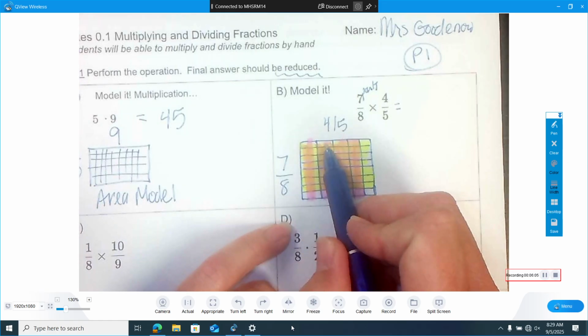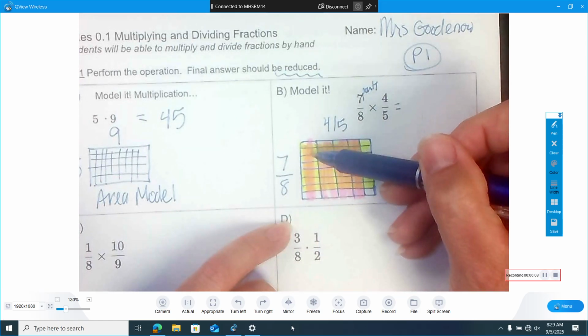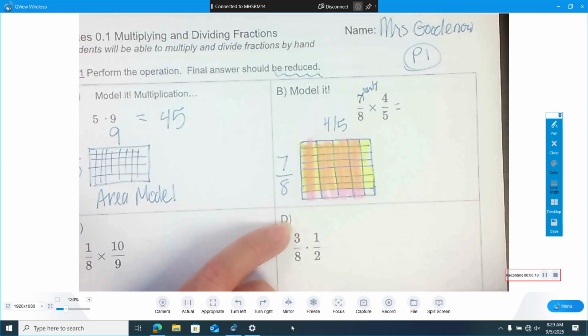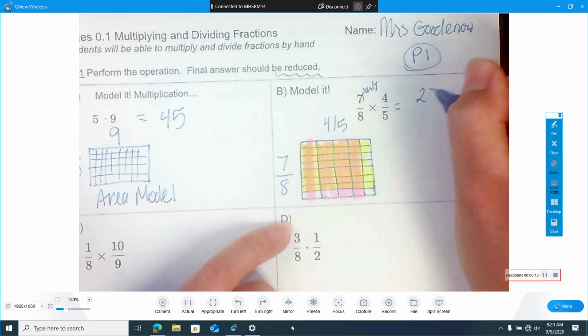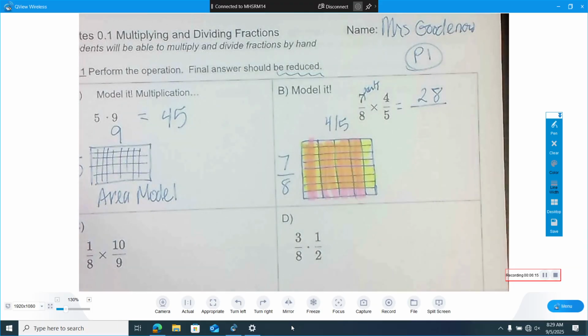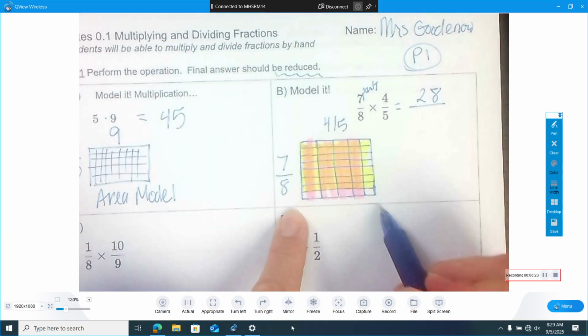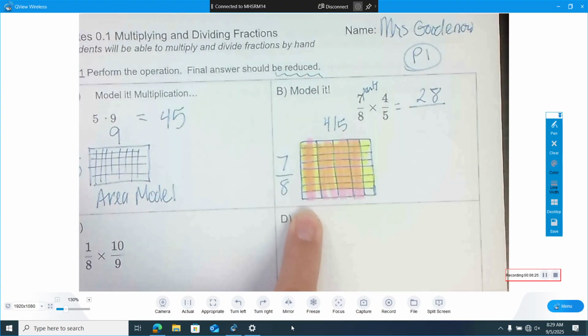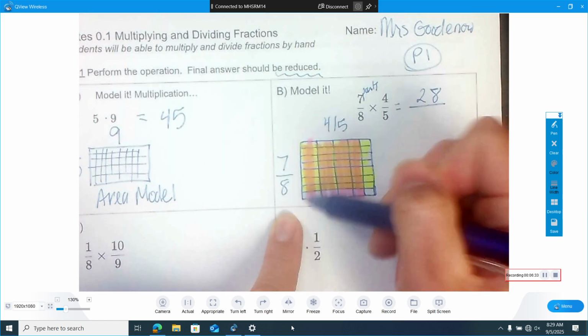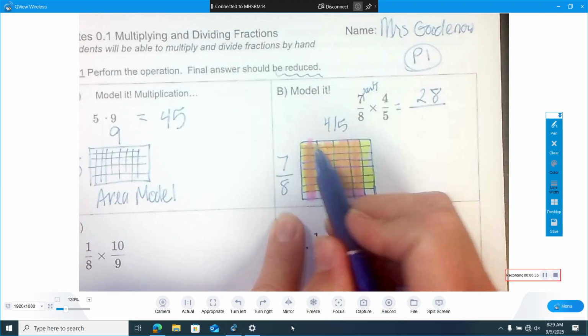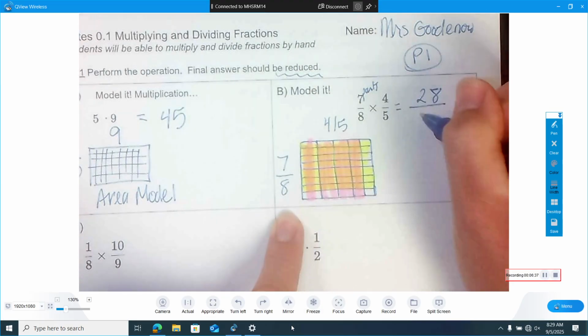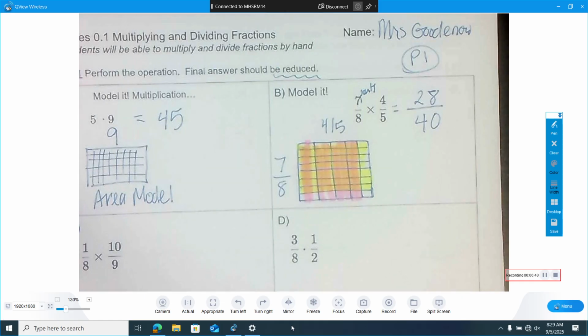28. Yes, there's 1, 2, 3, 4 along the top, and 1, 2, 3, 4, 5, 6, 7 along the side. And so 4 times 7 is 28. 28 overlapping little babies. Okay? Out of how many total pieces are there in my rectangle there? 40. Yeah, there are 8 rows and there are 5 total columns, so that is a total of 40 little baby pieces.